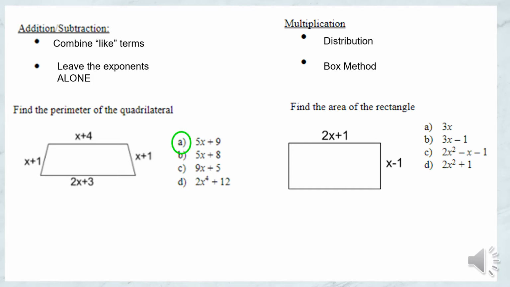In multiplying, you have two options. You can either use simple distribution, sometimes called foiling if you're multiplying binomials together, or you can create a box to help you organize your thoughts as you multiply and then combine like terms. So in this problem, we're asked to find the area of a rectangle. Well, area is length times width. So I'm multiplying 2x plus 1 times x minus 1. If I were to create a box and multiply everything out, I would get letter C as the correct answer.